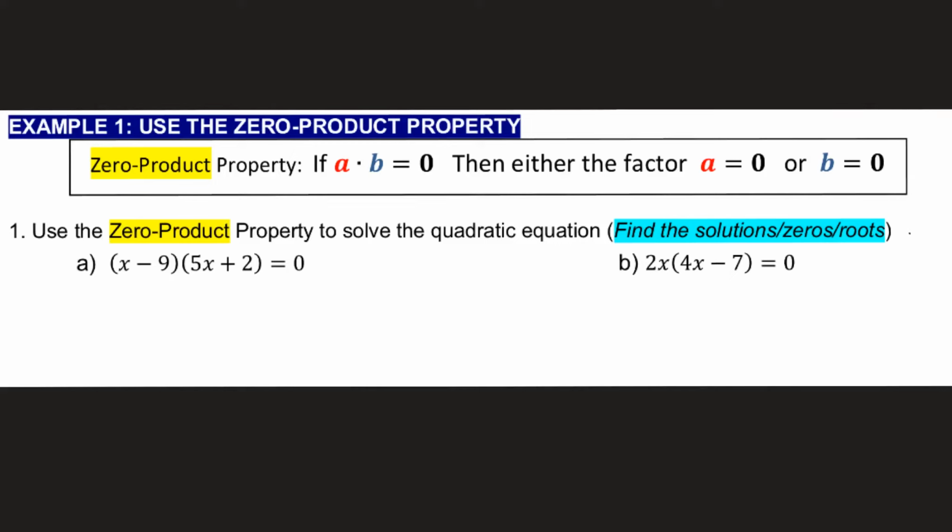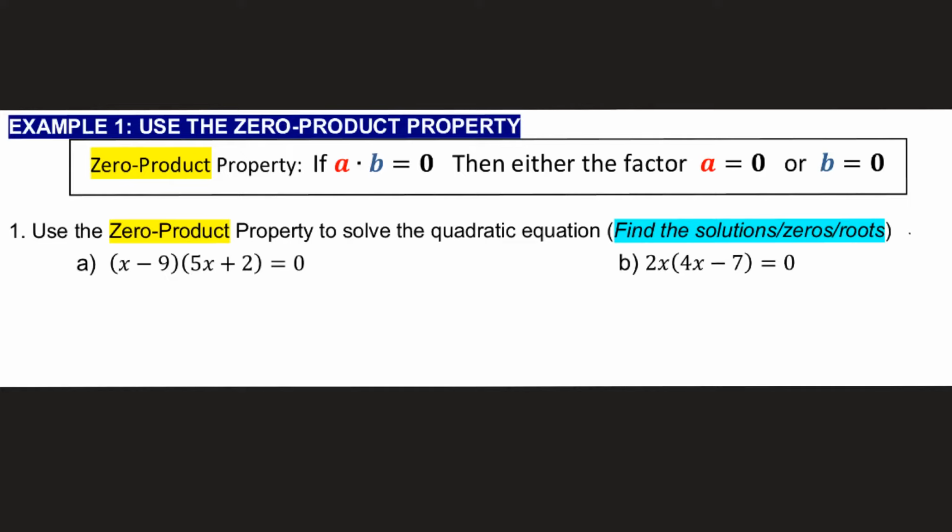Okay, so we just talked about what the zero product property meant. So we're going to use that property now to solve the quadratic equation. Now know that solutions are also called zeros and roots. They're called zeros because it's wherever our parabolas touch the x-axis, our x-intercepts.